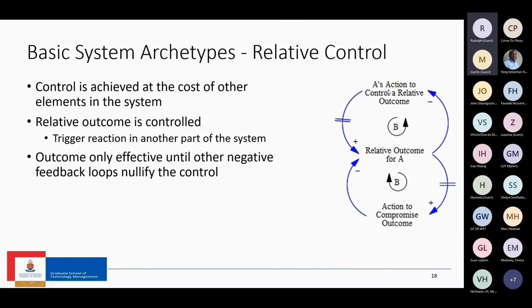There's an action being taken to control the relative outcome, but that action, it seems, they've got a delay on there. It's not obviously visible. So if A is achieving his control, then you're reducing your action. However, if the outcome increases, there's a compromising action somewhere else within the system that tries to fight it, and that's reducing it. And then these two loops are actually fighting each other.